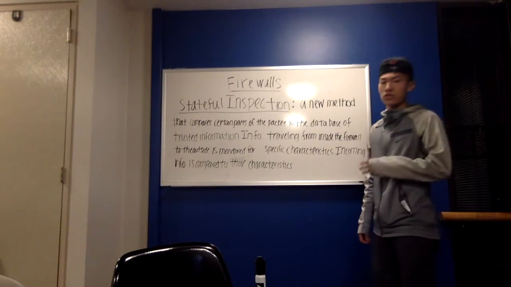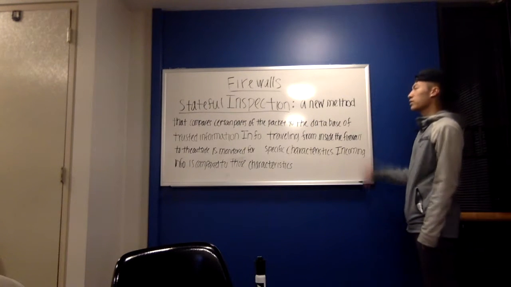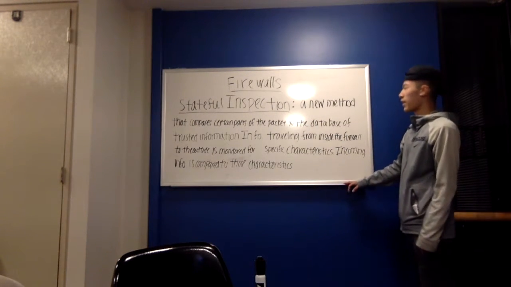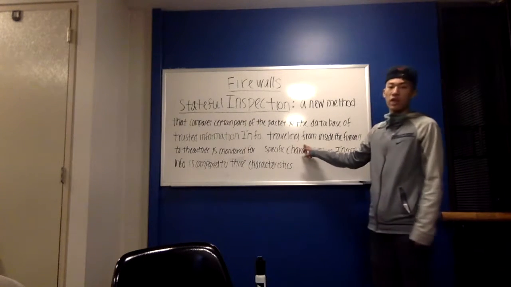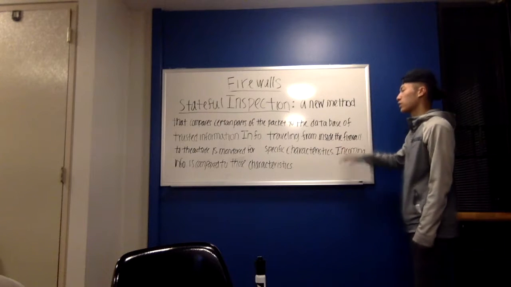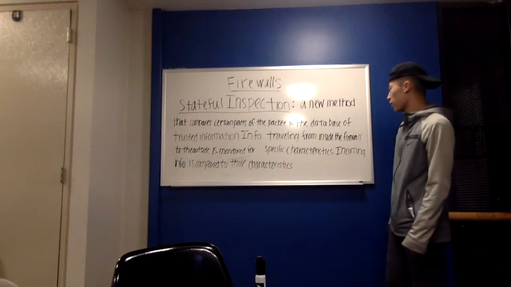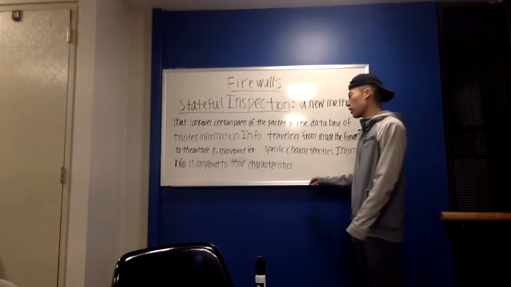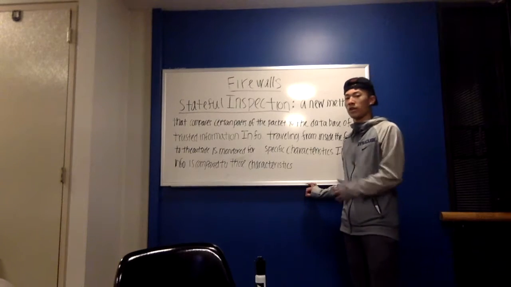The third way to regulate traffic control is stateful inspection. Basically it's a new method that compares certain parts of the packet to a database of trusted information. Information traveling from inside the firewall to the outside is monitored for specific characteristics, and incoming information is compared to those characteristics. If it passes, it goes through, and if it doesn't, it's discarded.